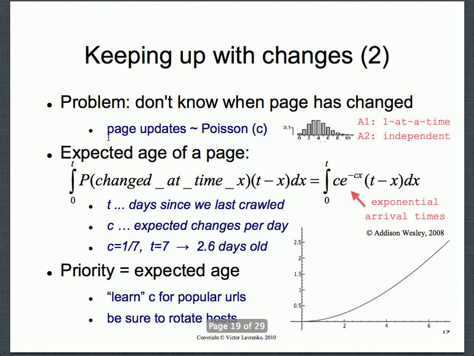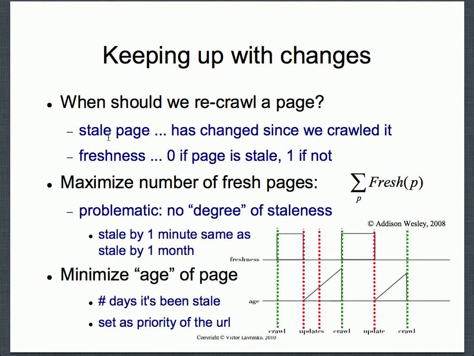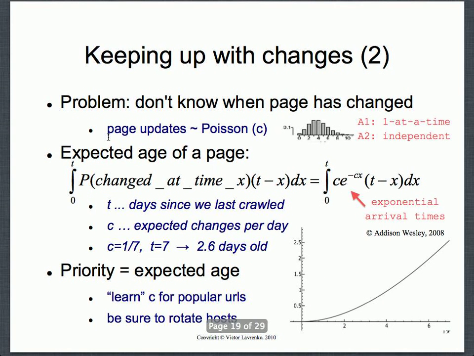Okay. So the problem, of course, is you don't know if the page has changed or not, right? So this age graph is a nice thing if you know when the update has happened. But of course, you don't know when the update happens, because whoever changes that page is not going to send you an email saying, oh, by the way, I've changed that URL. So it doesn't work that way. So you don't know when the pages have changed, but you can make some assumptions about the changes, and then do something based on those assumptions, right?